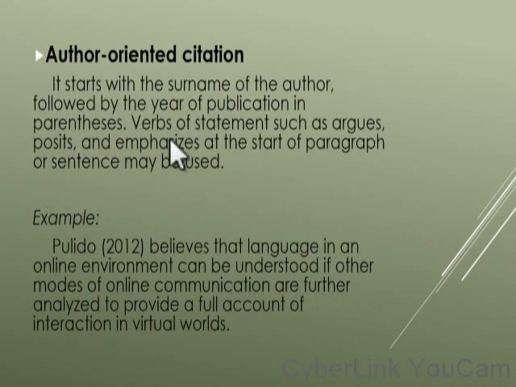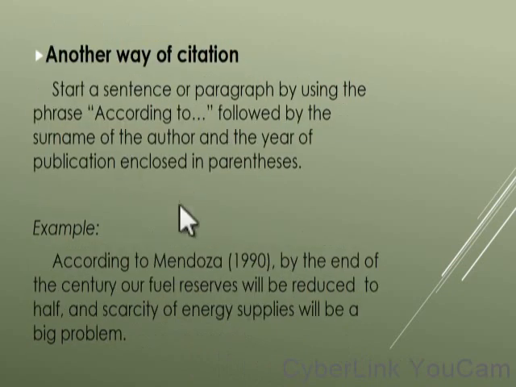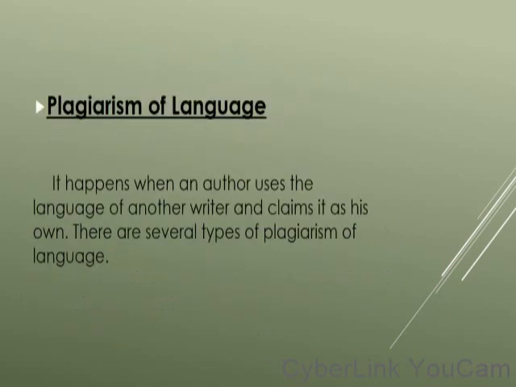In author-oriented citation, the name comes first, followed by the year of publication in parentheses, a verb, and the paragraph or the sentence. Here, in text-oriented, the text comes first, then enclosed in open and closed parentheses are the surname and the year of publication. But in another way of citation, it starts with the words "according to," followed by the surname, the year, and the sentence. Next, that is plagiarism of ideas.